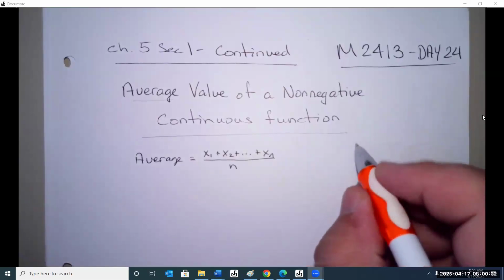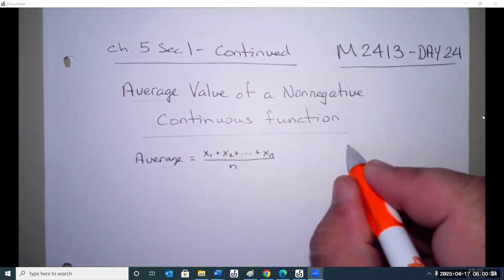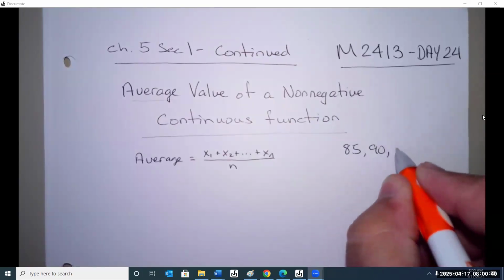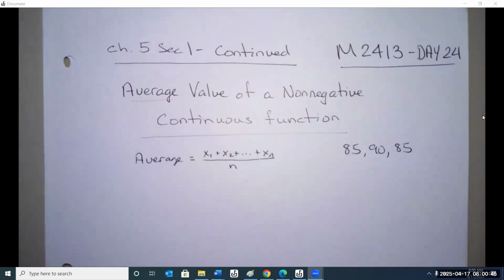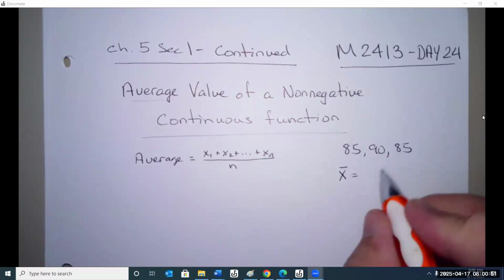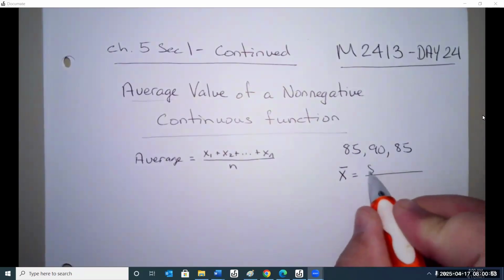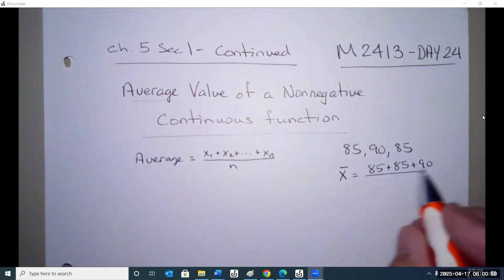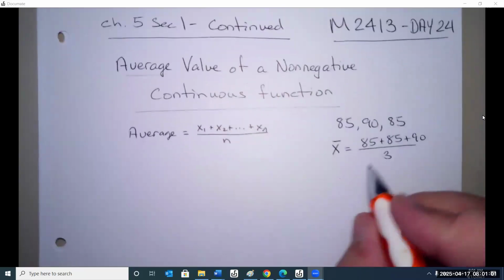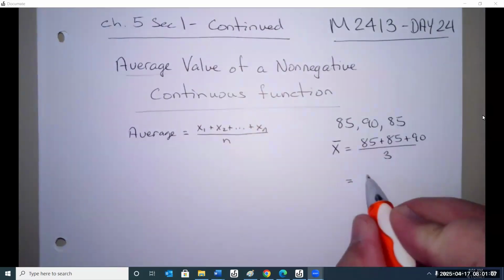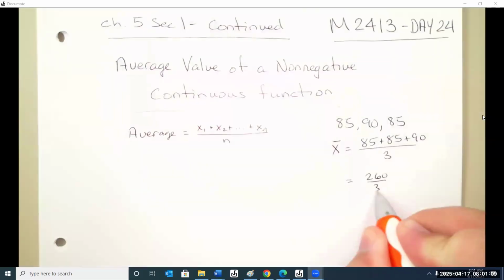So if you're looking at grades, if you have 3 grades, 85, 90, and 85, to figure out your average, you add your grades, 85 plus 85 plus 90, and divide by how many you have. So it's 260 divided by 3.